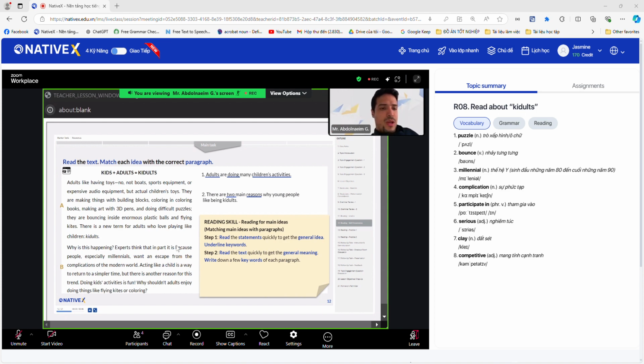Okay. So these are the keywords in the paragraphs, right? Step number three, read through the statement again. Pay more attention to the one that you think matches with the paragraph. So let's look at the first one. Adults are doing many children's activities. Look at the blue highlighted words and please tell me. Number one, is it about paragraph A or B?